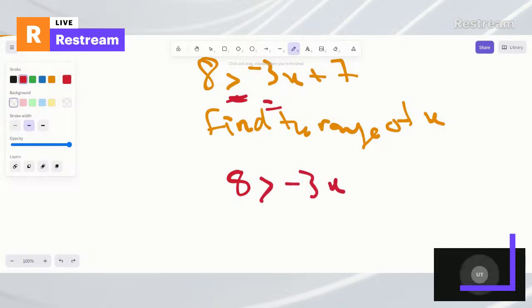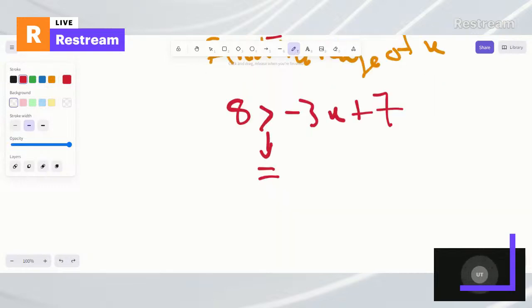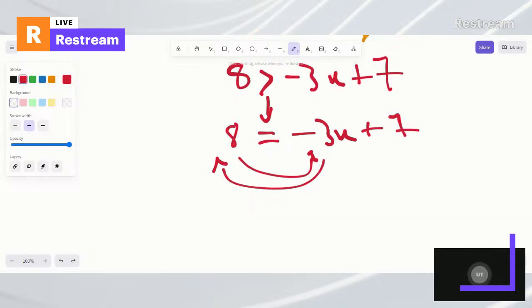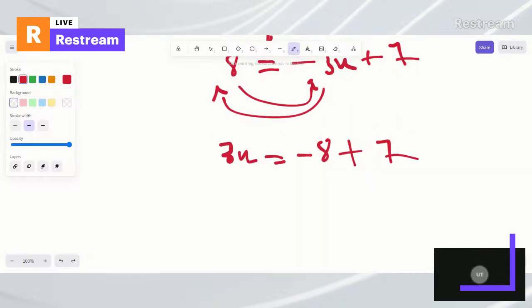So let's imagine that I have nothing but an equals to sign over here. What would I do? My equation would be 8 equals 3x plus 7, right? So in this case, what will I do? I will move my 3x over here and I will move my 8 over here, right? So it's going to become 3x equals -8 plus 7, right?